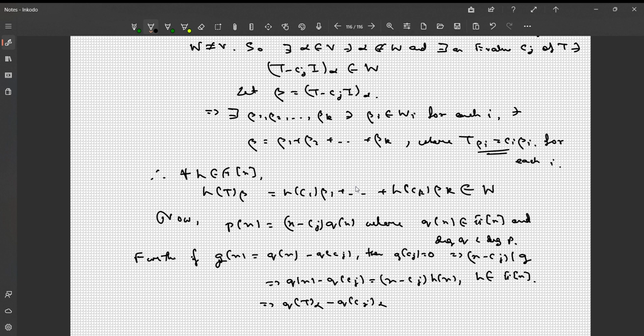Is it? Then what is q(T) of alpha? Then that implies q(T) of alpha minus q(cj) of alpha. So it's I of alpha, so it's basically alpha itself times alpha. So this is basically equal to (T minus cj I) of h(T) of alpha. Right? Now both of these are linear polynomials of T, so they obviously commute, right? So let us go to the next page.